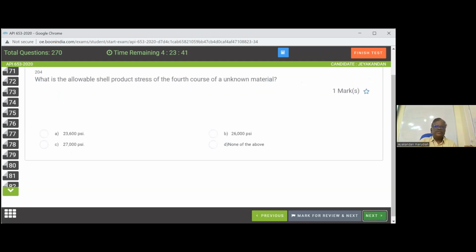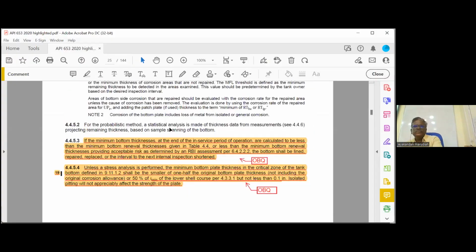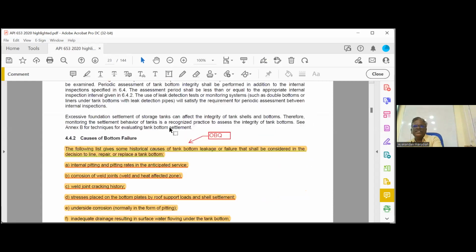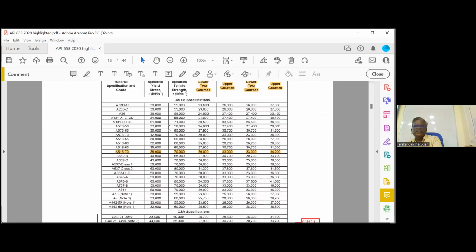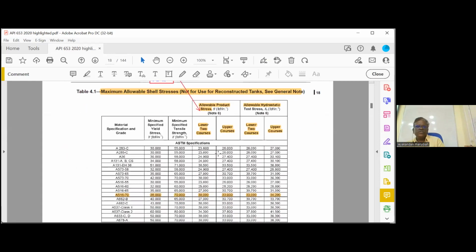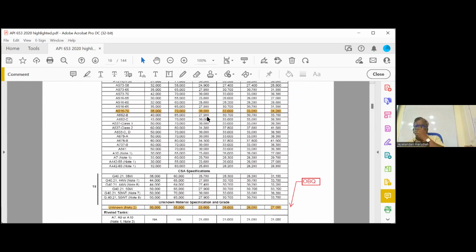Next. What is the allowable shell product stress of the fourth course of an unknown material? So what is the fourth course product stress? Unknown material, fourth course, product stress. So the product stress for unknown material, fourth course, is 26,000. Okay, this is the one.